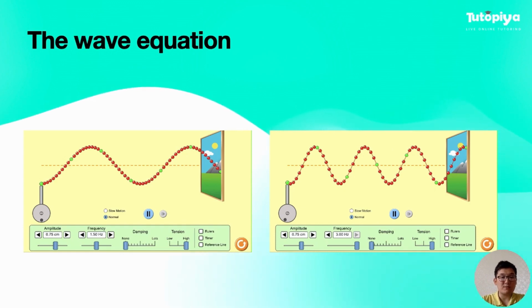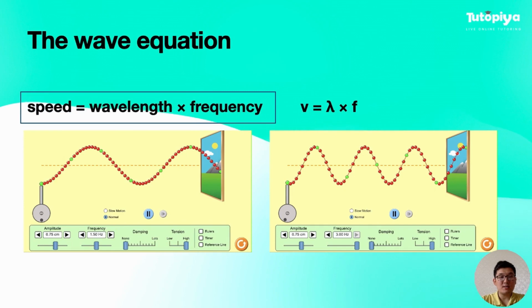Moreover, there is an equation which connects them. The speed is equal to the product of the frequency and the wavelength.